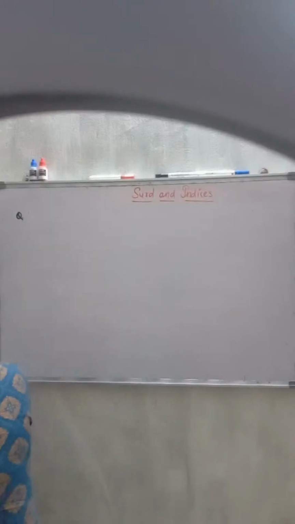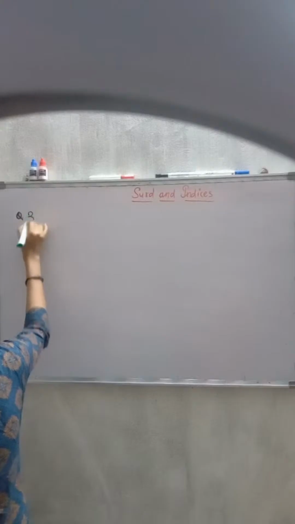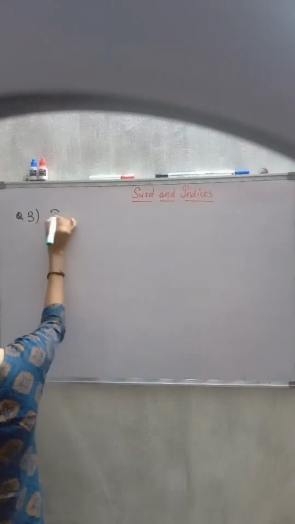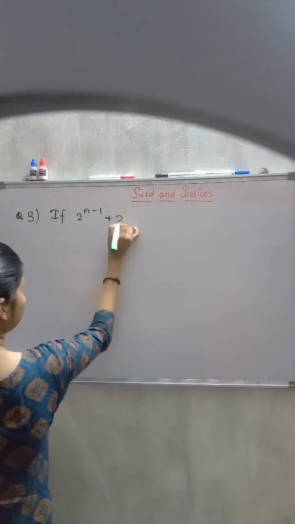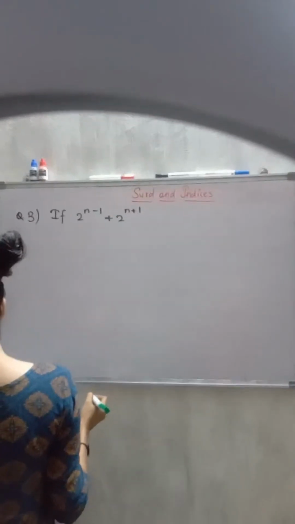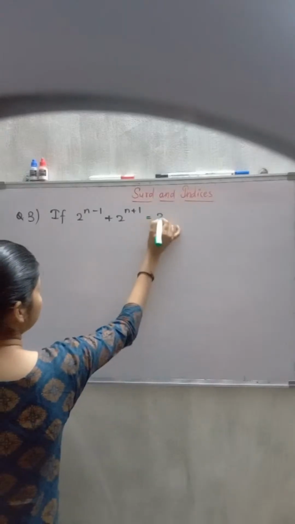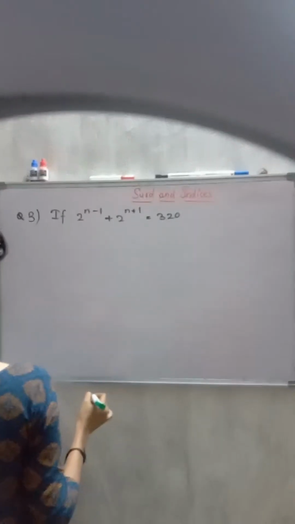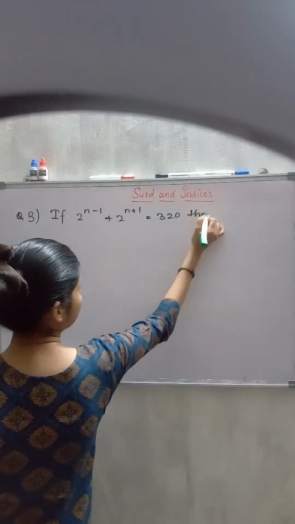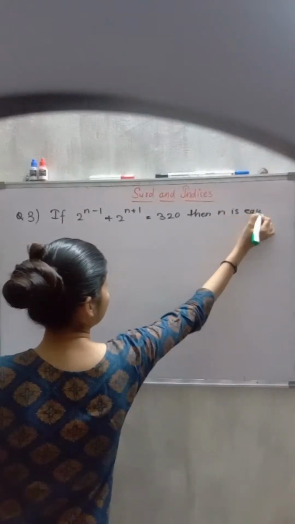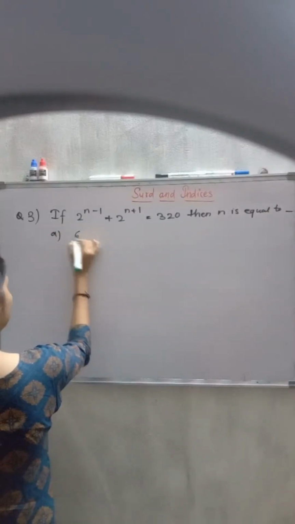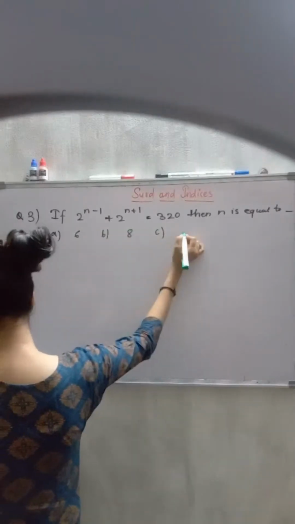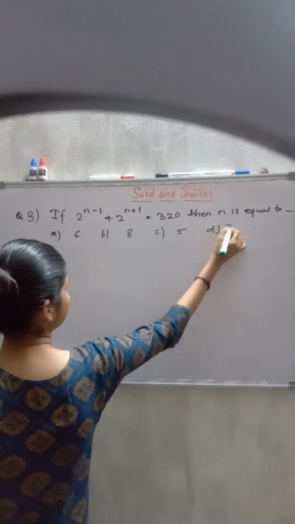Question number 3 is: if 2 raised to n minus 1 plus 2 raised to n plus 1 equal to 320, then n is equal to dash, and the options are A 6, B 8, C 5, or D 7.